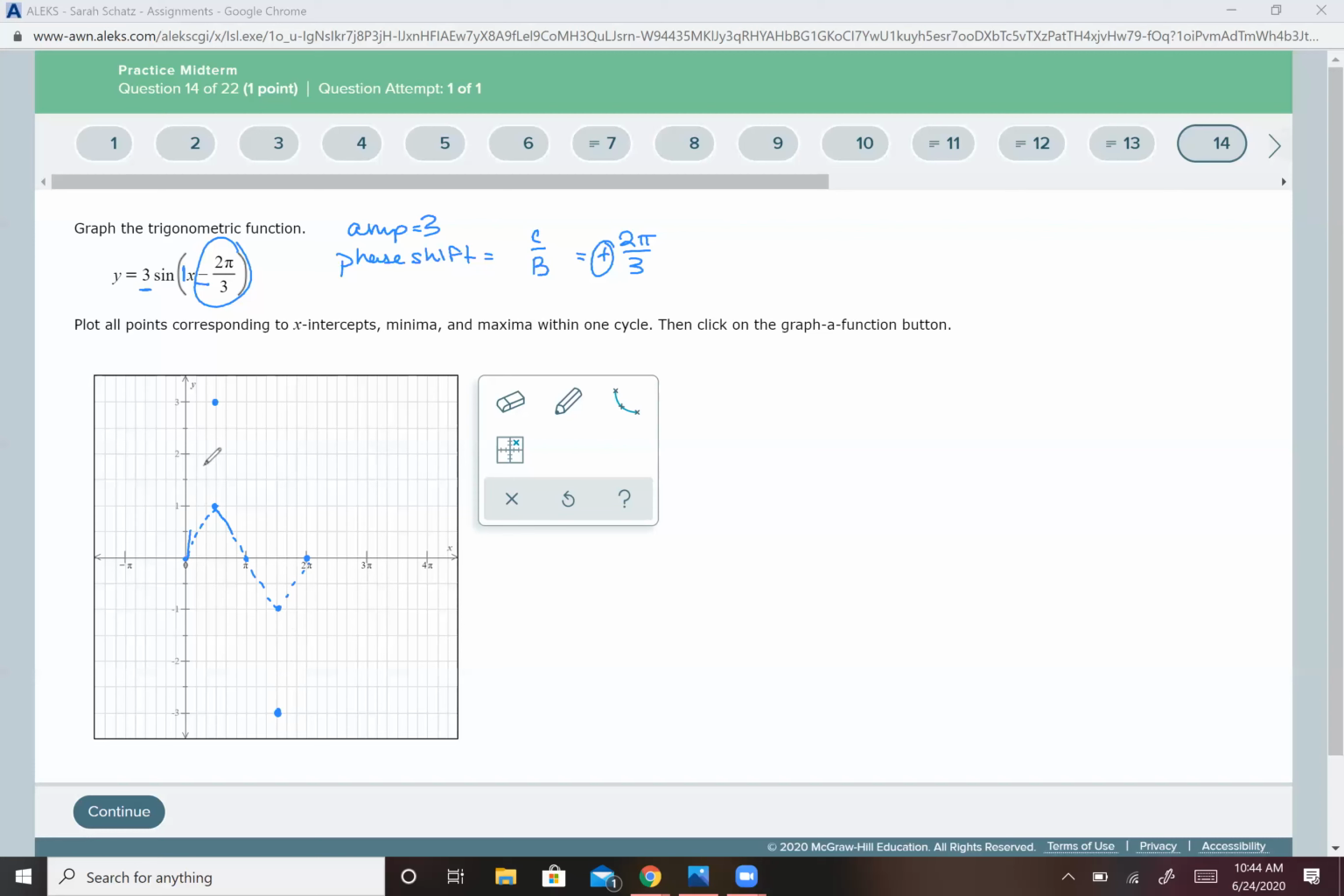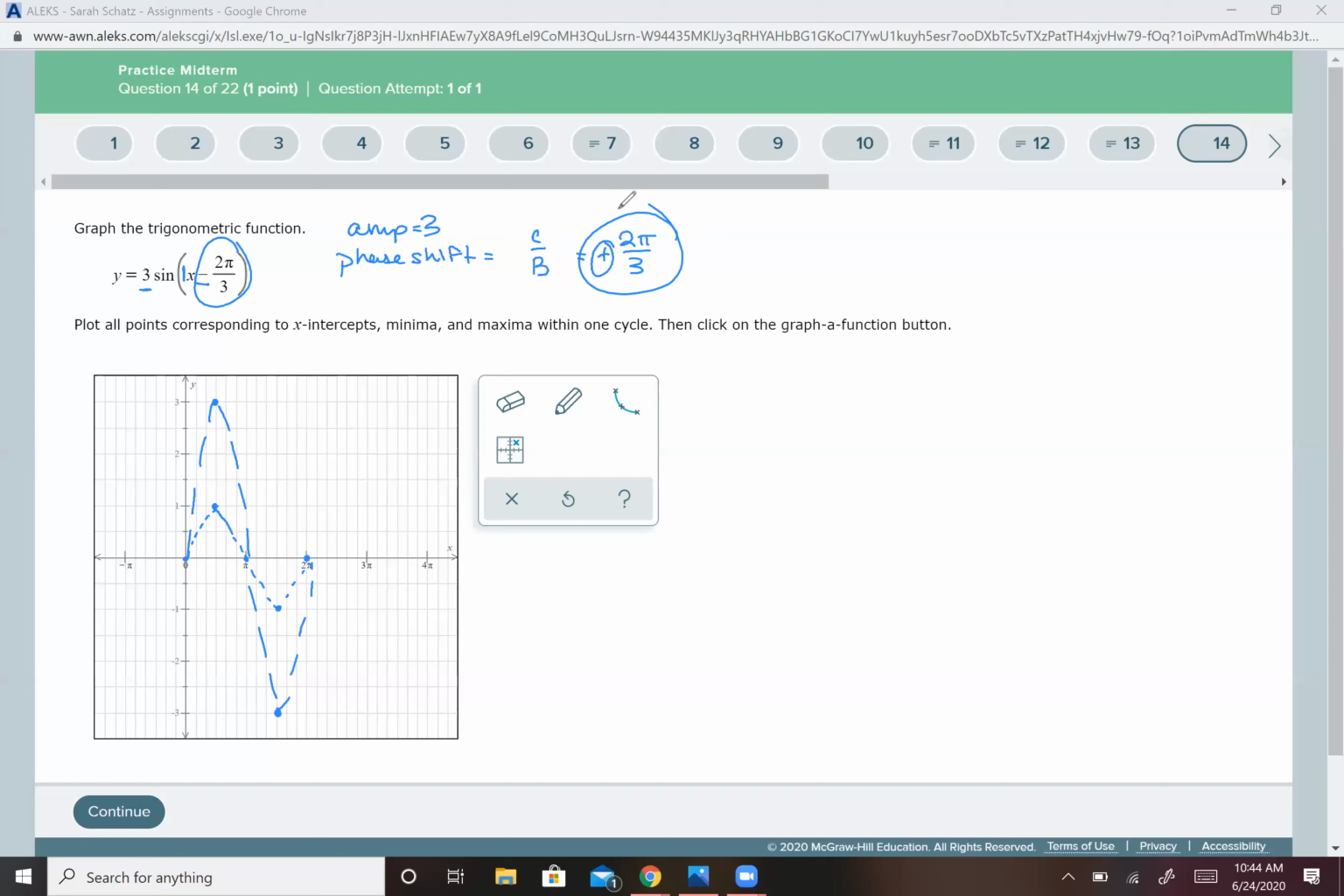So you guys, here's amplitude of 3. Okay, so that's where we are. Now what do I need to do? Phase shift, pick it up and move it to the right 2 pi over 3.